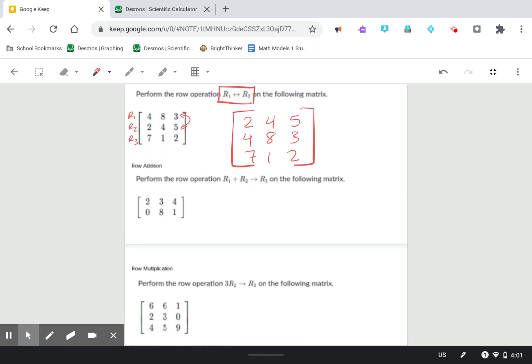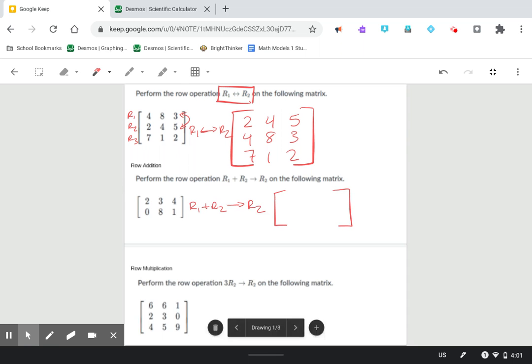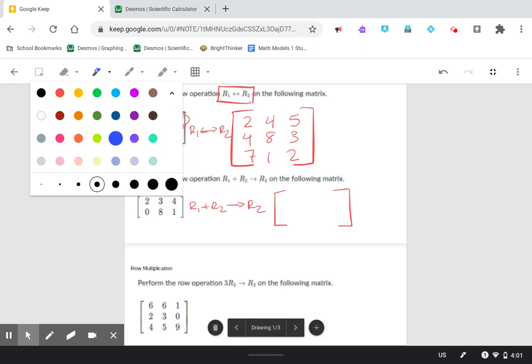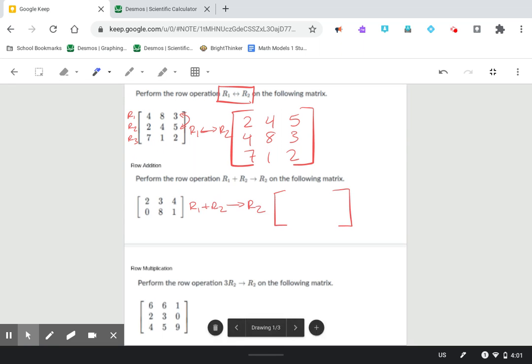I guess I should write it with the correct notation. So here it says to do row 1 plus row 2 and to put the answer in row 2. Well, so we're going to add the 2 matrices together and we're going to write the answer in row 2. So again, I'll do each. 2 plus 0 is 2. 3 plus 8 is 11. 4 plus 1 is 5. That is going to go in row 2. 2, 11, 5. And then 2, 3, 4 remains in row 1. That is row addition. So that's it there.